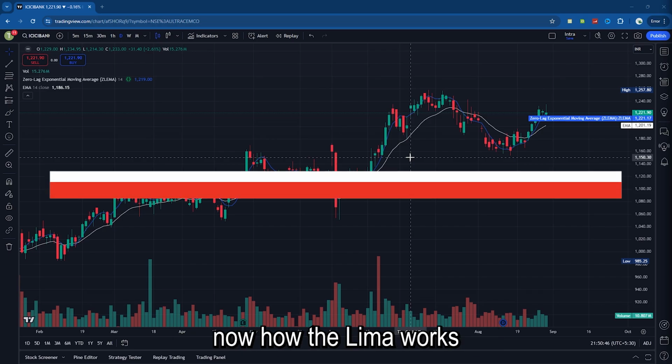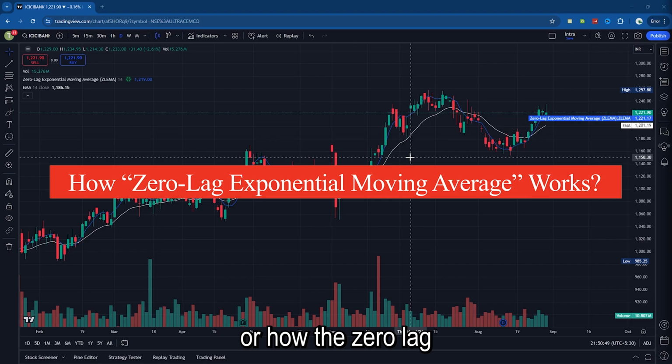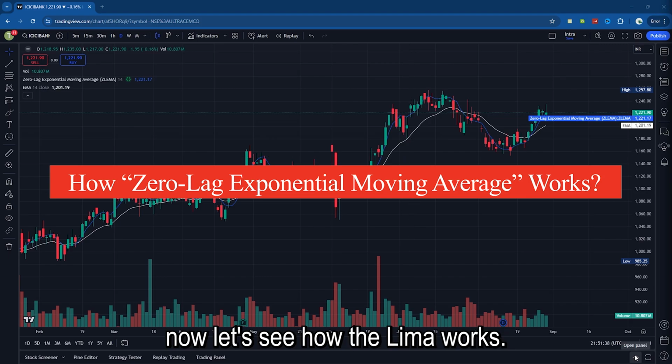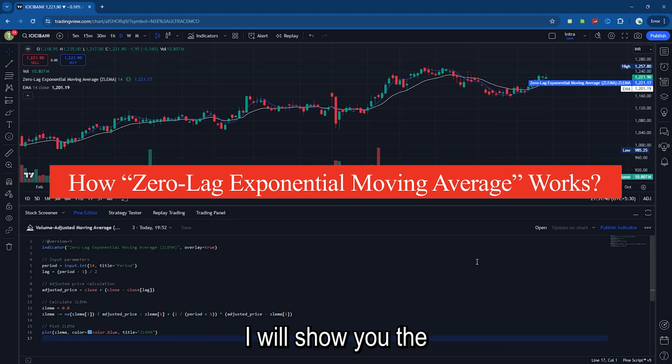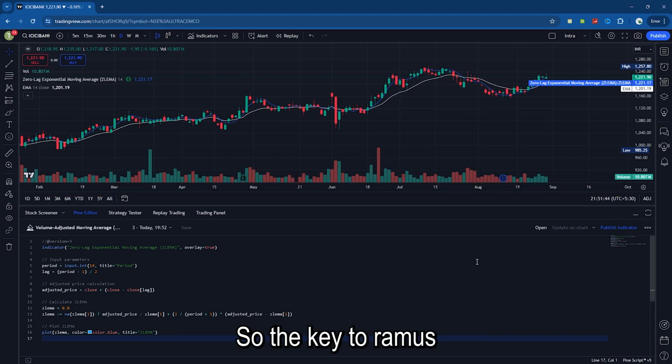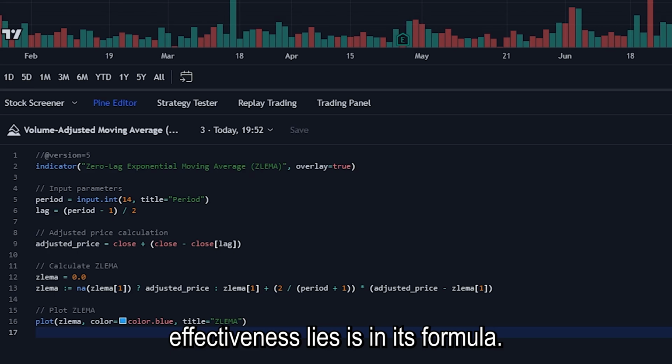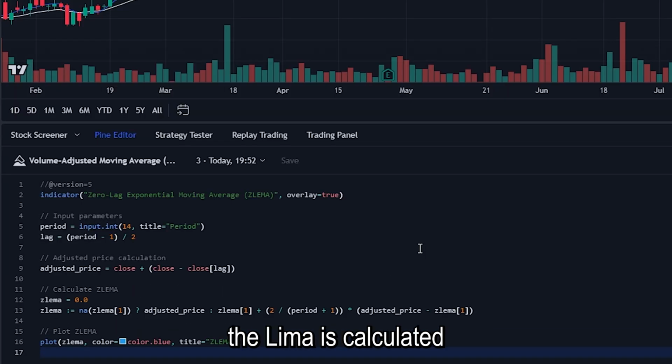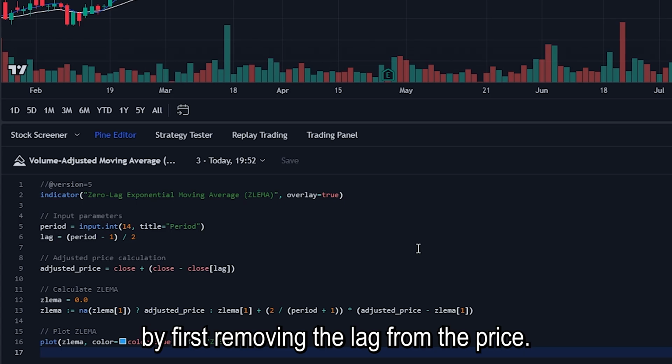Now, how does the zero lag exponential moving average work? Let's see how the ZLEMA works. I'll show you the logic behind it and then we can work on that. The key to ZLEMA's effectiveness lies in its formula. The ZLEMA is calculated by first removing the lag from the price.